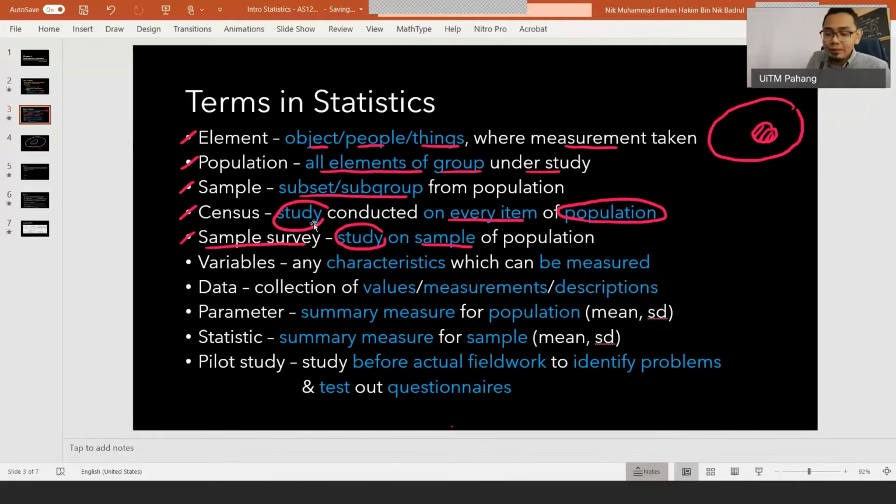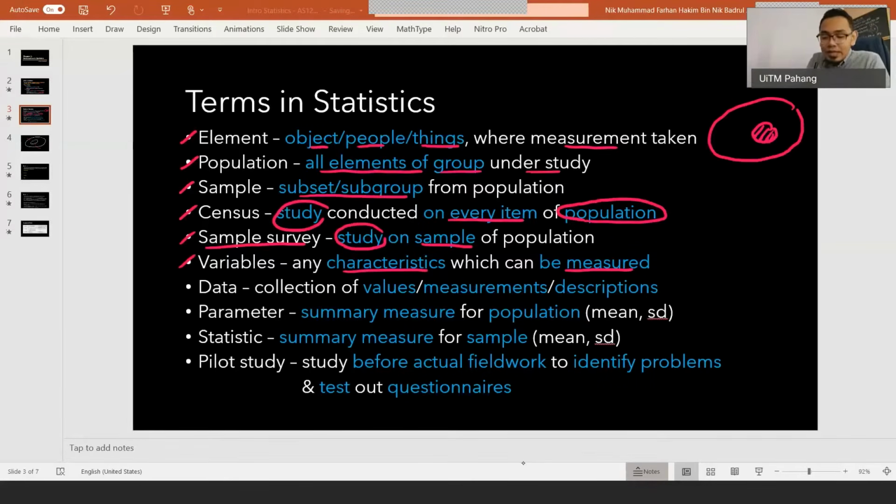Variables. Variables are any characteristics which can be measured. Mana-mana sifat yang boleh diukur. We want to study student satisfaction, so student satisfaction will be the variable. We want to study the students' performance in tests, so students' performance will be the characteristic that we want to measure.